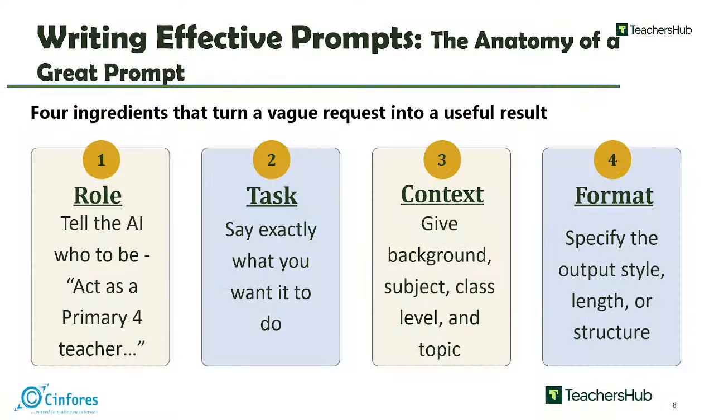So writing effective prompts, what makes up the anatomy of a great prompt? We'll be looking at 4 ingredients that can turn a vague request into a useful result. So firstly, a great prompt has a role. What is the role? Tell the AI, who do you want the AI to be? So that's the role of the AI.